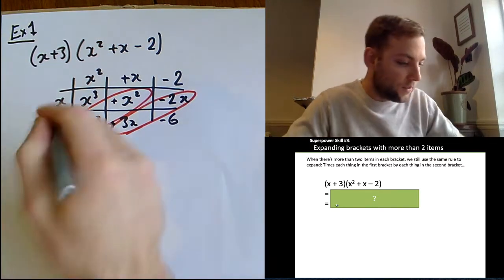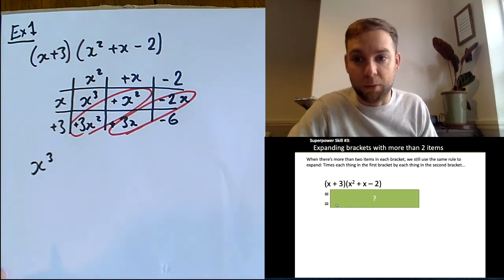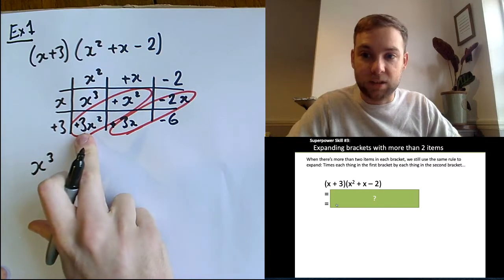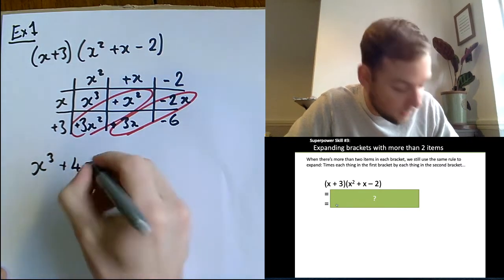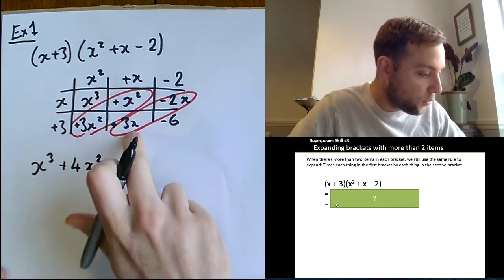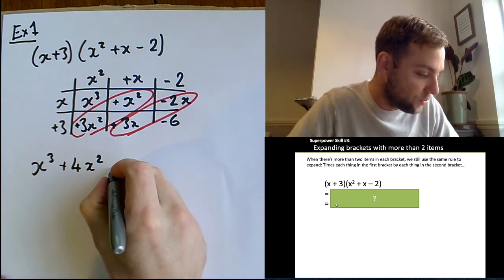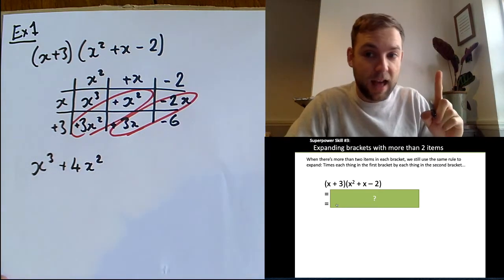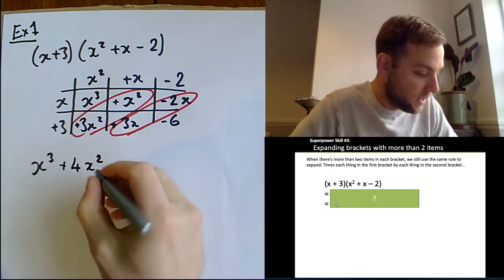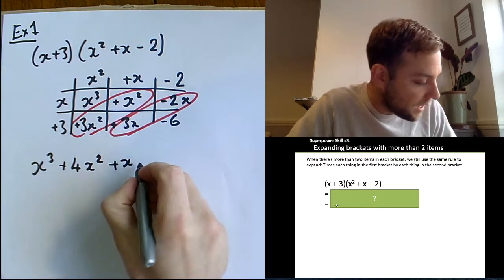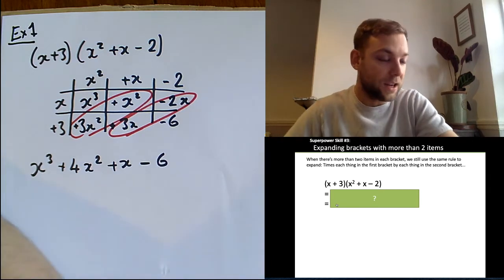So here we've got this first one, which is x cubed. There's no other x cubed, so we're just going to stick with that one. Here we've got 3x squared plus another x squared, which is equal to 4x squared. And here we've got 3x minus 2x. Now 3x take away 2x is just equal to x, 1x. Remember that we're going to write it as x, but it is 1x. And then we've got this last one here, which is minus 6. Brilliant. So, that's that question done.